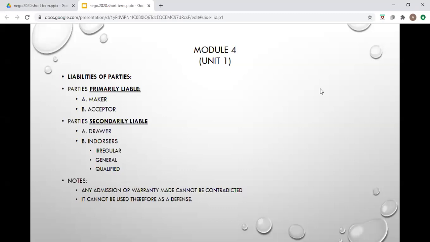So if you are a party primarily liable, when we say primarily liable, we're actually referring to the maker in a promissory note, to the acceptor in a bill of exchange. When we refer to secondarily liable, we're actually referring to a drawer as well as to an endorser. And you have to take note that there are subclassifications of these endorsers. You have your irregular endorser, you have your general endorser, and then you have your qualified endorser.